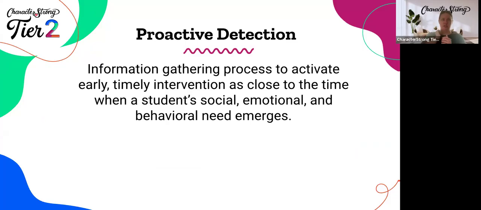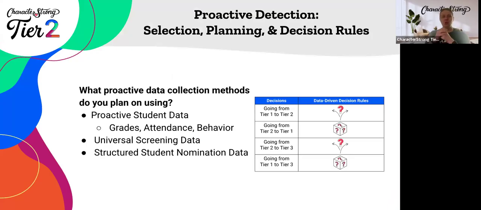So, proactive detection. In detect and triage, the detect part is we are gathering information, gathering data, to make sure that we can identify students right when we start to see that need. As close to the time as we possibly can to see that student's need emerge, we can get them support as quickly as we can. So this is going to be that information or data gathering process that helps us identify students who might need tier 2 support. What this looks like is deciding on or using different data collection methods.